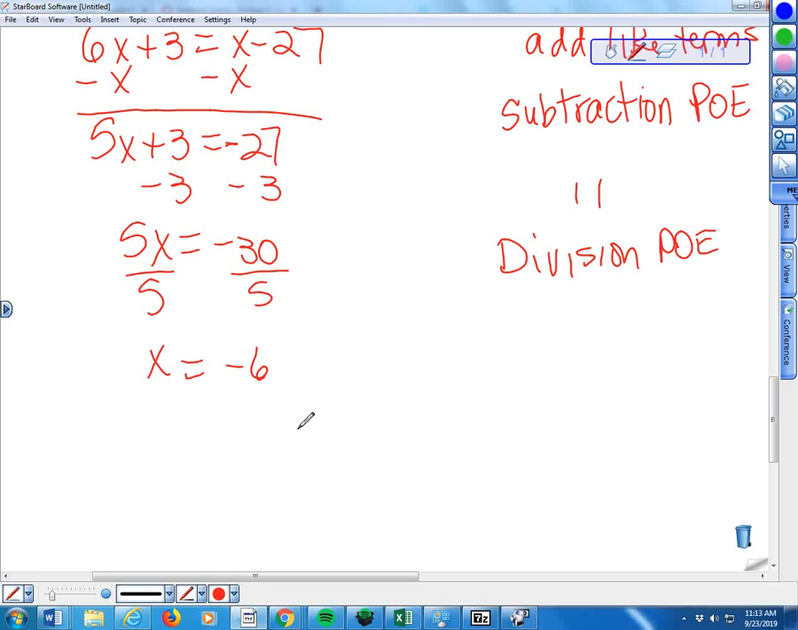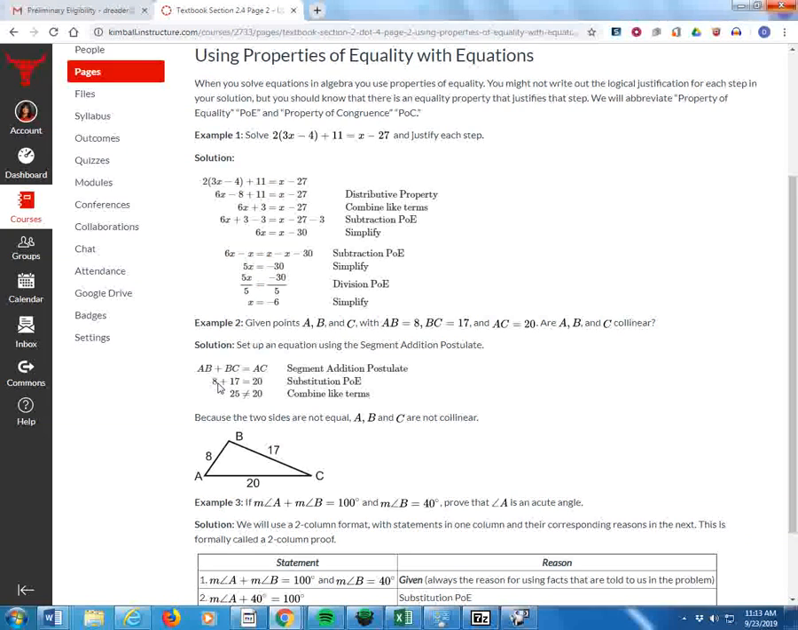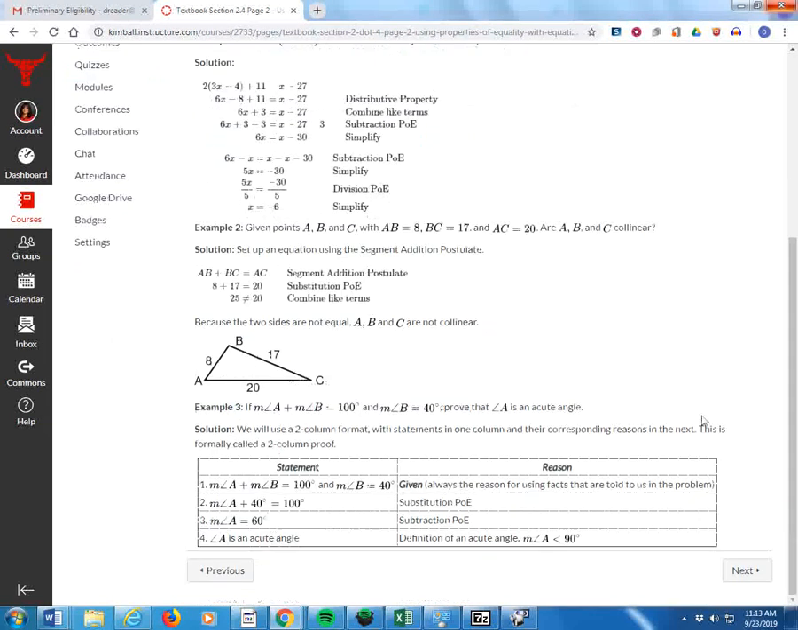Okay, so that's an example of a loose 2-column proof using an algebraic equation. So how does it look when we do it for geometry? I'm going to go ahead and do example 3 here, which says if the measure of angle A plus the measure of angle B is 100, and the measure of angle B is 40, prove that angle A is an acute angle. I'm going to say that again, because maybe you can't read it.